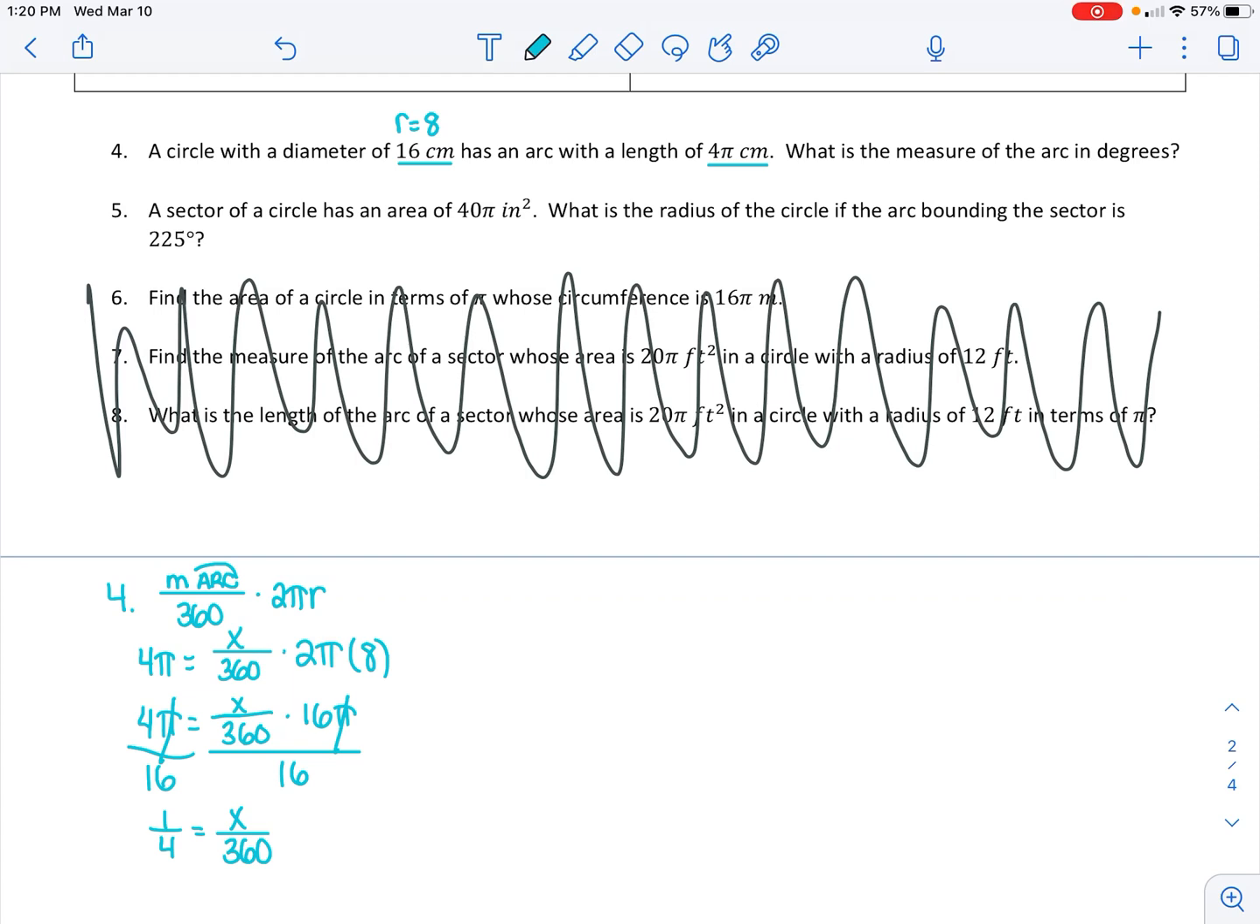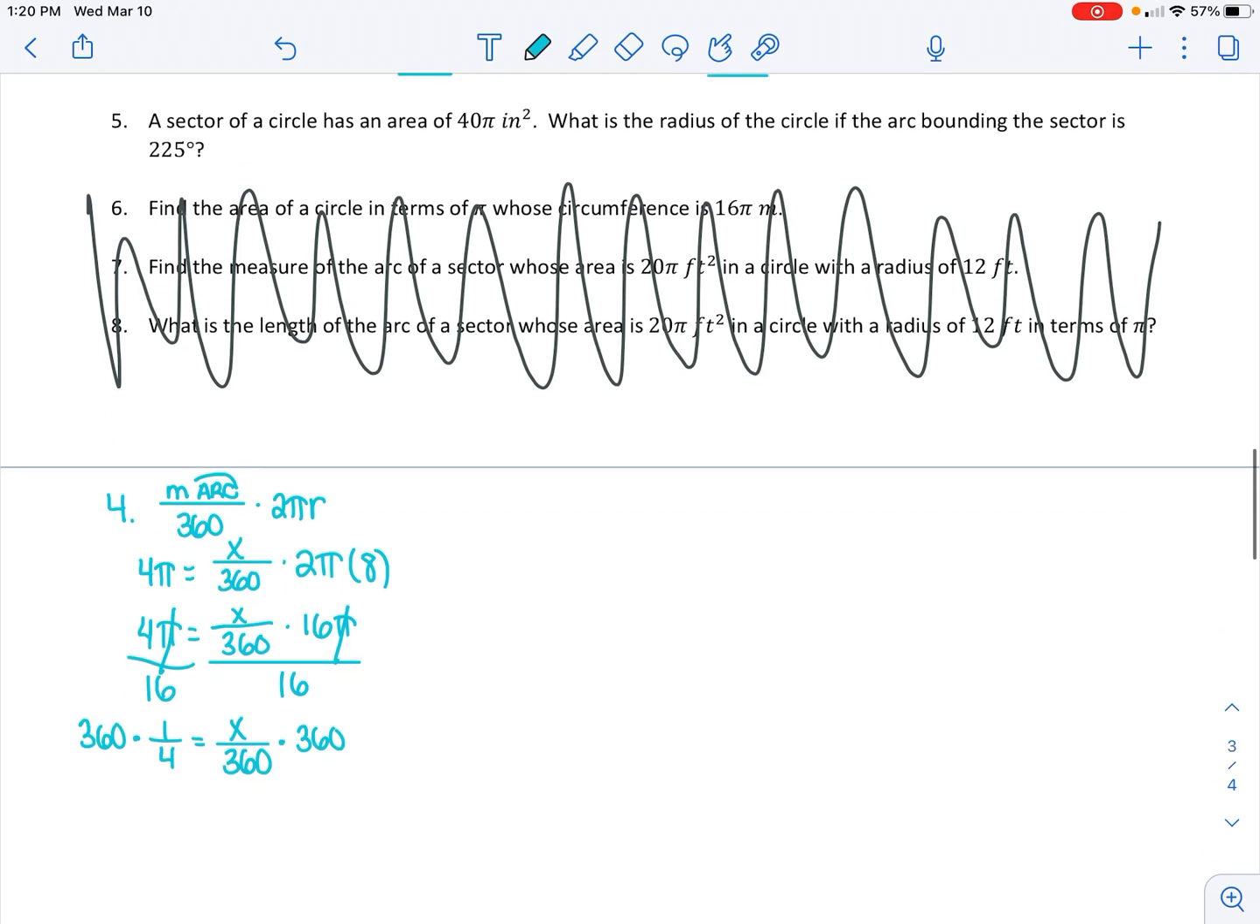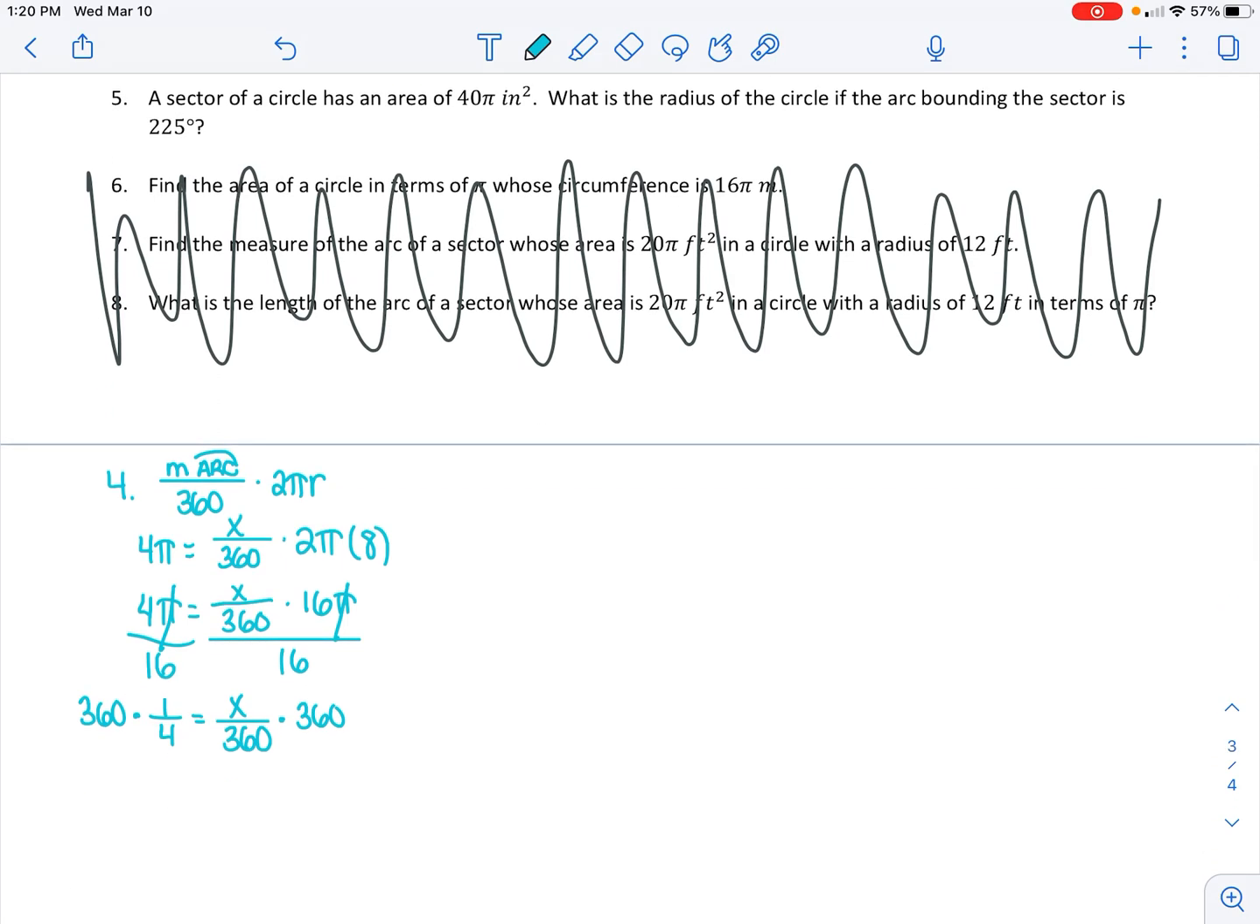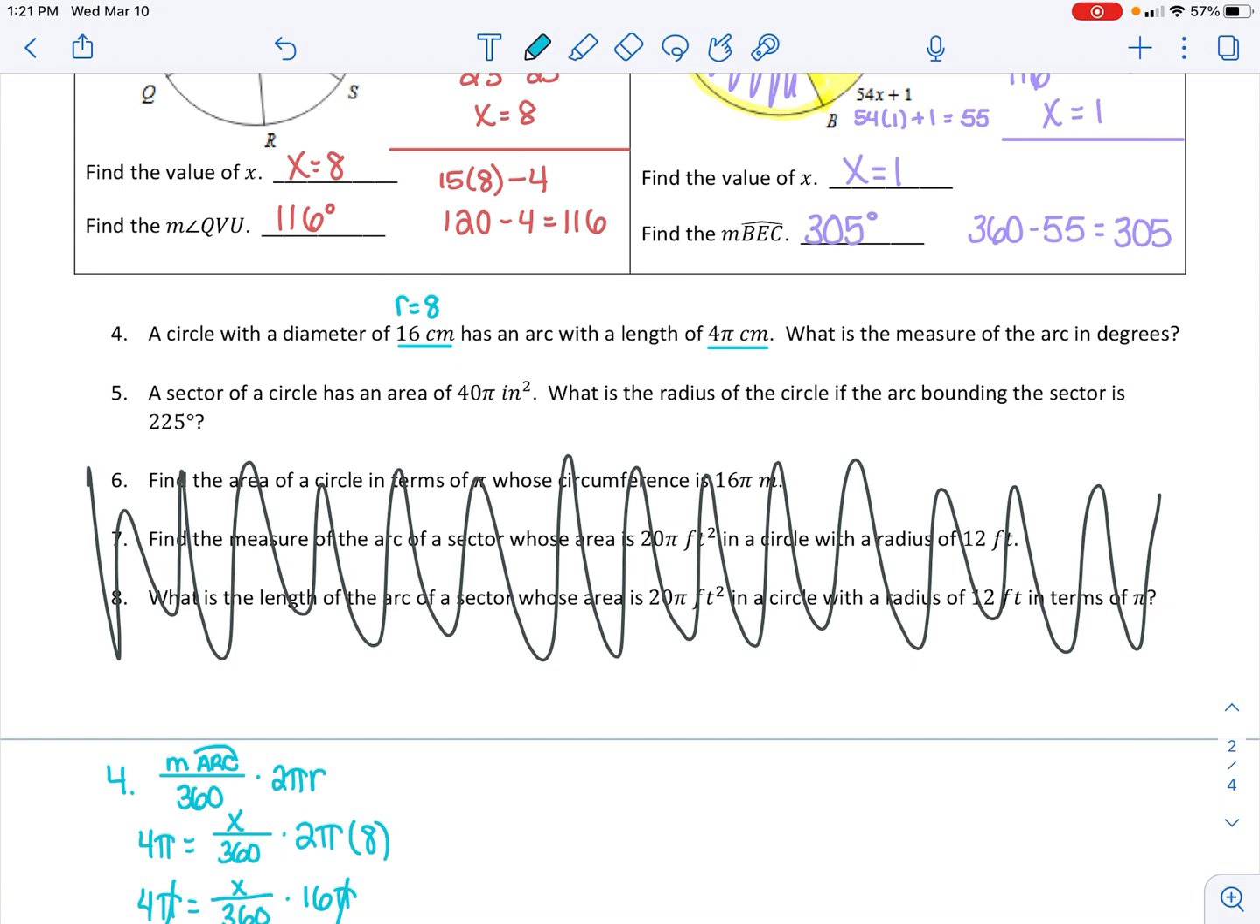In order to get x completely by itself, you are going to have to multiply by 360 on both sides to get rid of the 360 in the denominator, so those cancel. We have 360 times 1/4, which is actually going to be 90. And that's equal to x. So that means that the degree of our arc measure is 90 degrees.